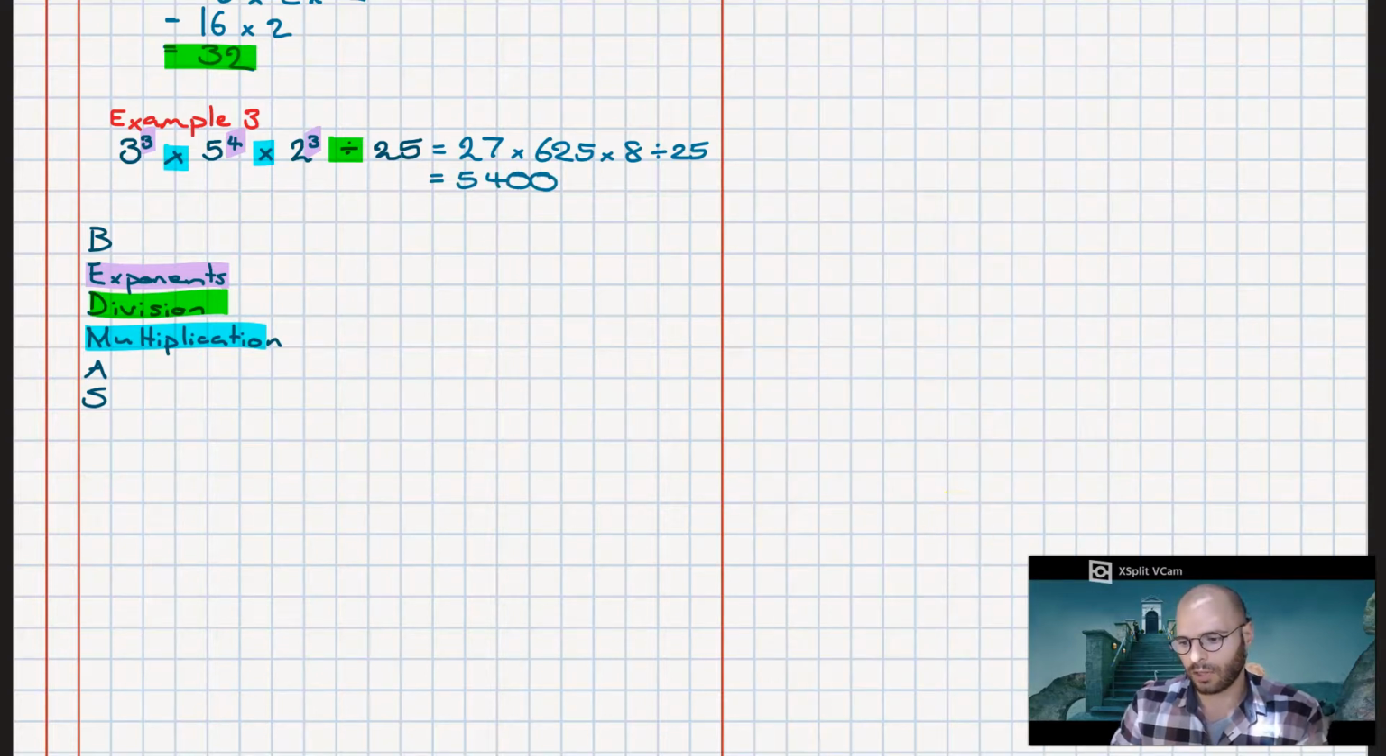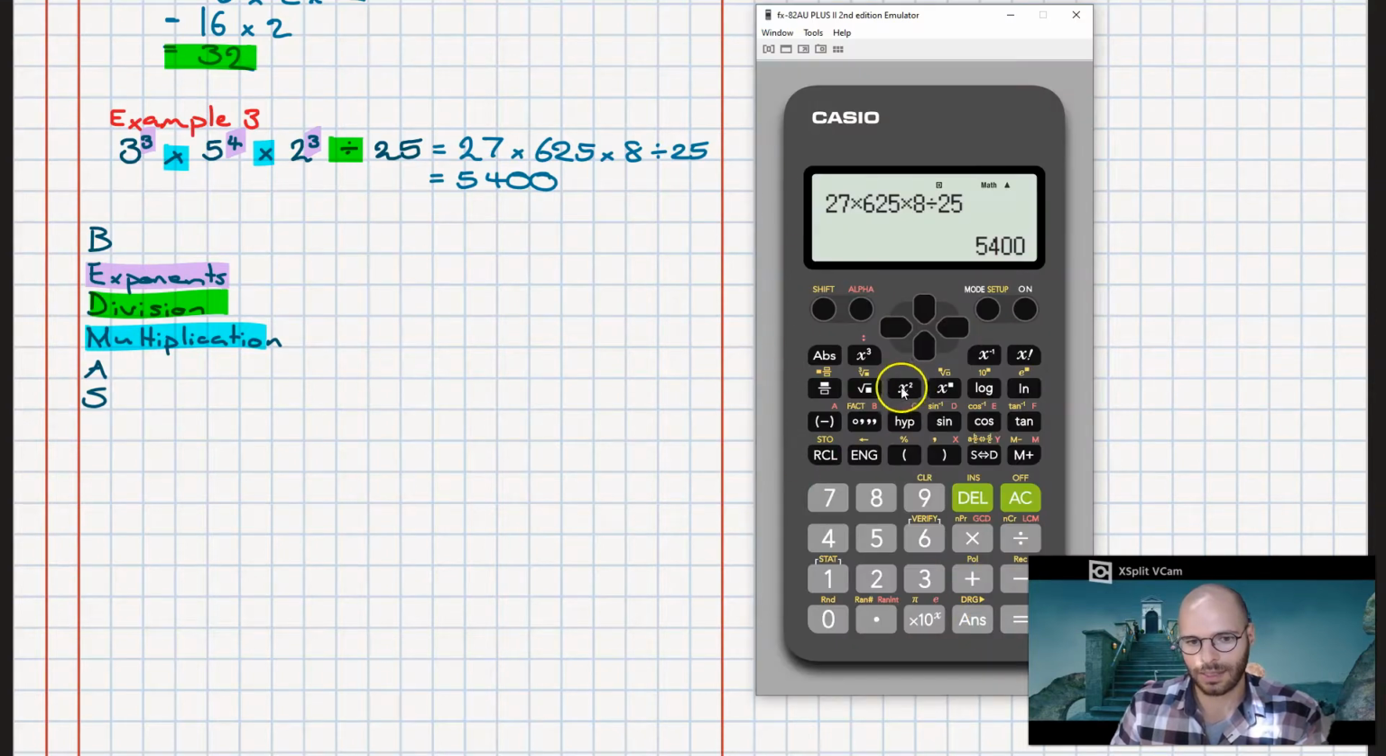Now if we wanted to do that again the shorter way using the calculator, we can type 3 to the power of 3, times 5 to the power of 4, times 2 to the power of 3, divided by 25. Lo and behold, we get the same answer.